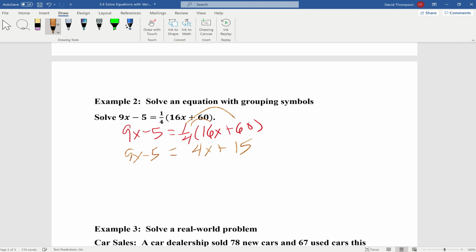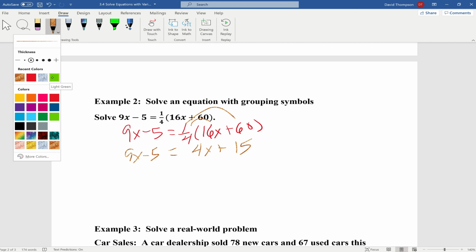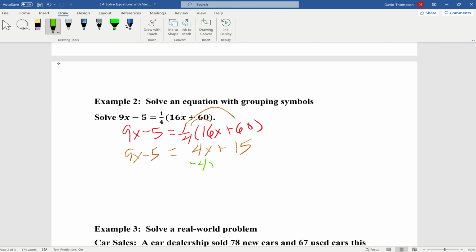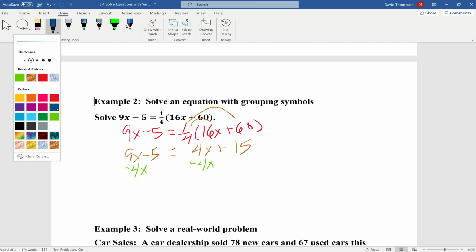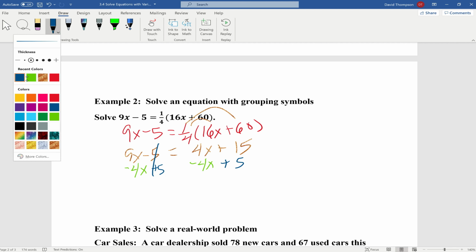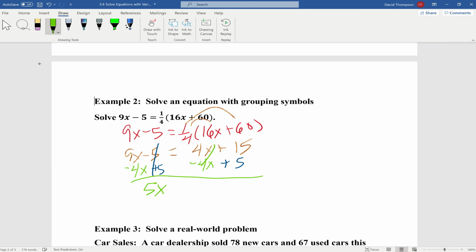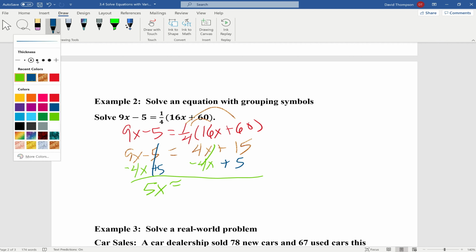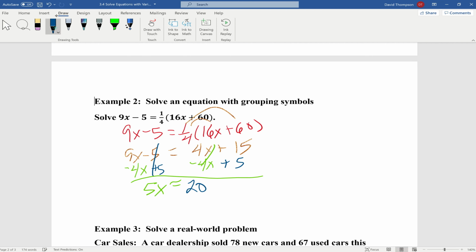9x minus 5. Next, we're going to start moving our numbers. So we're going to subtract 4x from both sides, and we'll move the 5 as well. We're going to add the 5, add the 5. So 9x minus 4x is going to be 5x equals 15 plus 5, which gives me 20. And last step, we just divide by 5, divide by 5, and x equals 4.